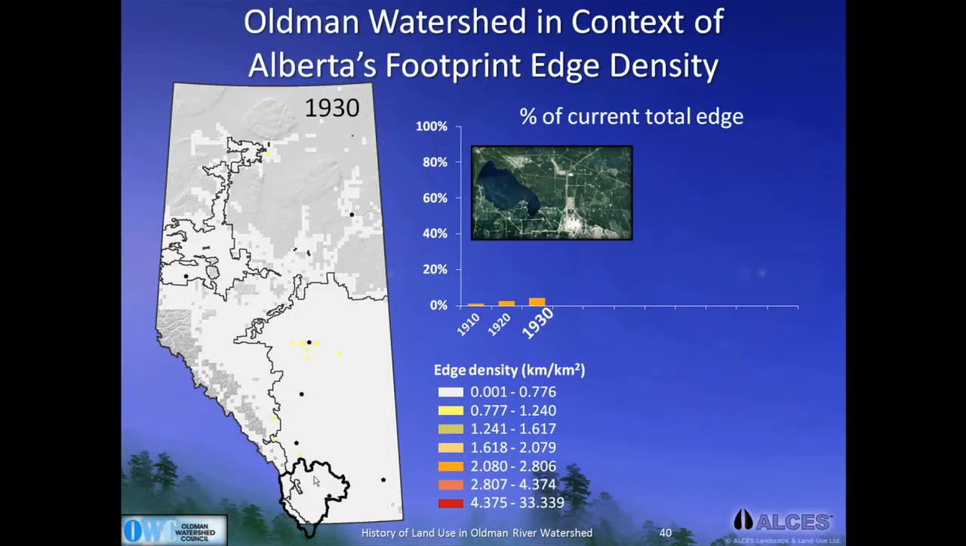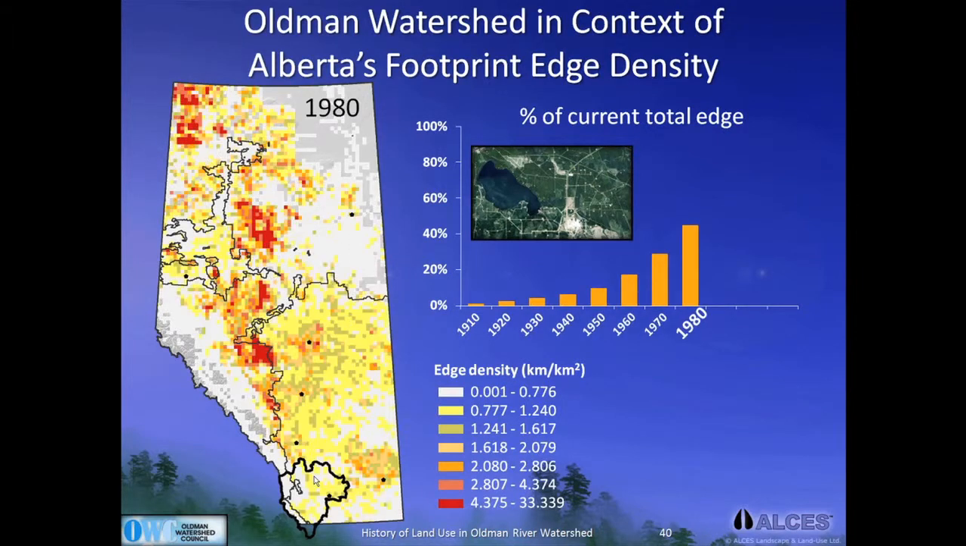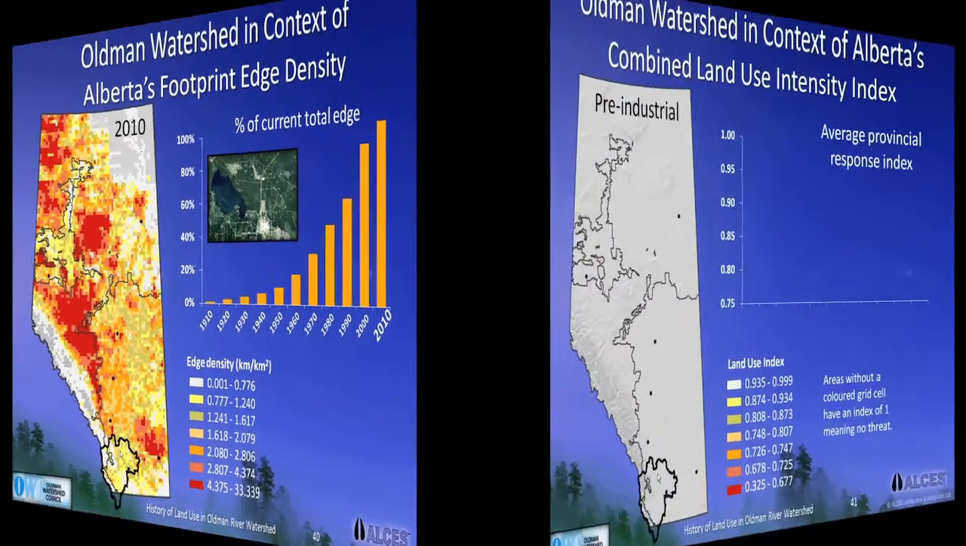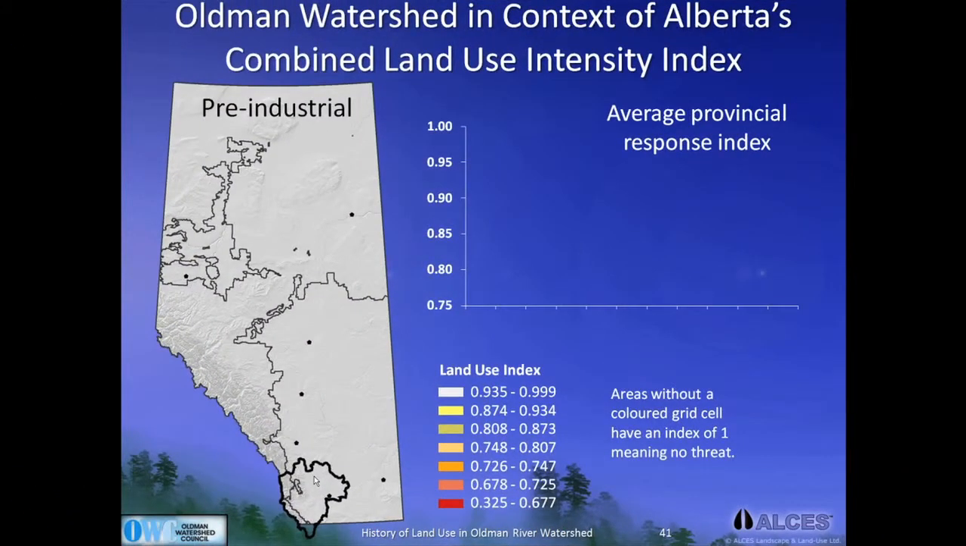And here we're looking at edge density, which is such an important indicator of so many ecological processes, and showing that edge density in the Oldman watershed is relatively low compared to many other areas in the province of Alberta. Now, if we begin to add all those land uses together, we can create what are called combined land use intensity metrics.